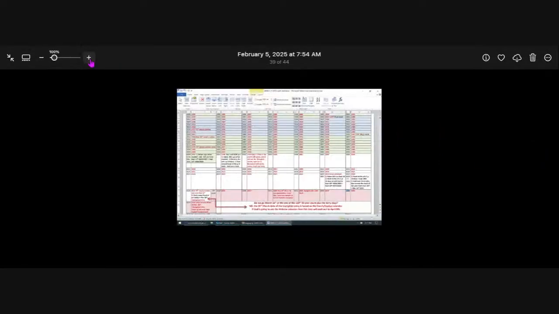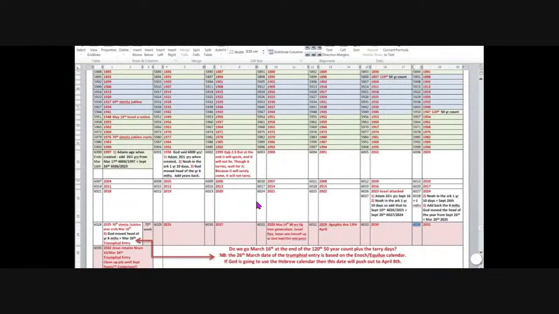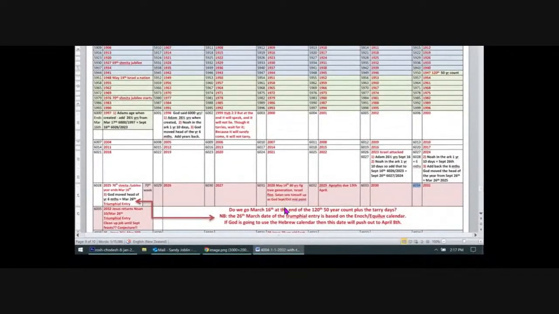This is Sister Sandy's timeline. I gave her as much information as possible, of course, attempting to stay out of her way as far as her discovery, because numbers don't lie. Numbers make sense, and numbers fit where numbers fit.